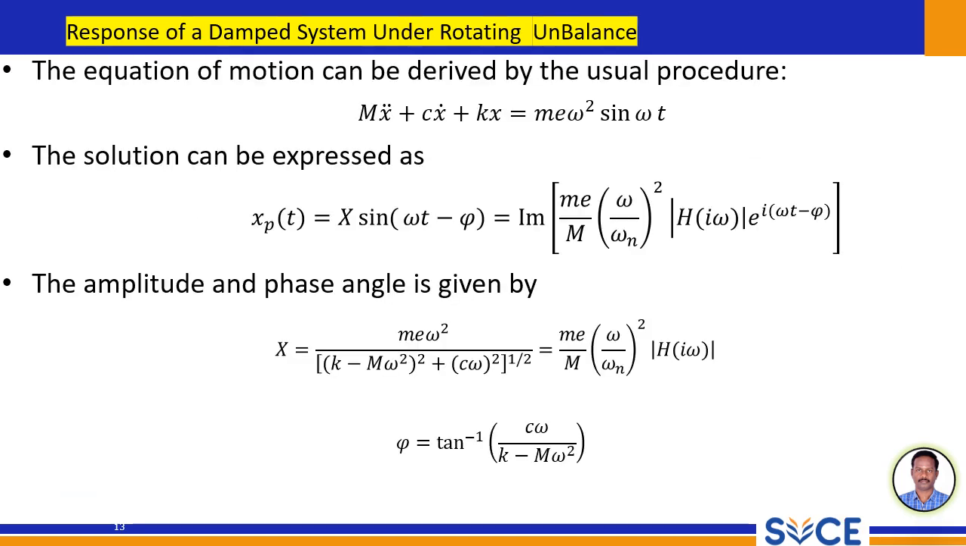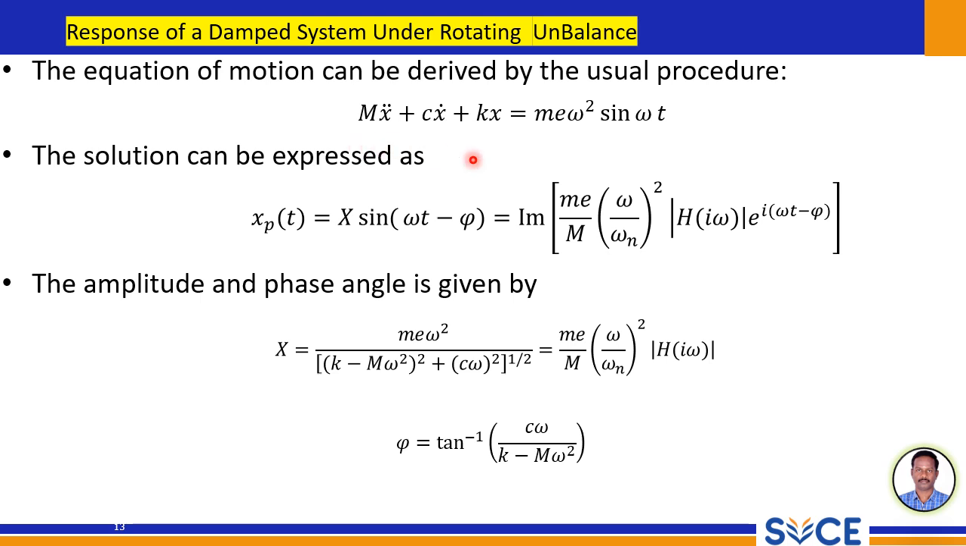Now, let's delve into the mathematical concepts of the rotating unbalance. That is, the equation of motion of a system with rotating unbalance can be described by the equation m x double dot plus c x dot plus k x equals m e omega square sine omega t. Just now we saw in the previous slide the meaning of m x double dot. Can we remember that? It represents the inertia of the system.